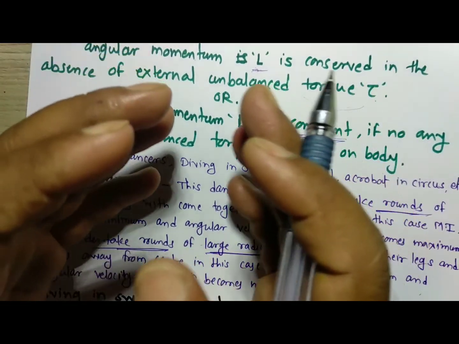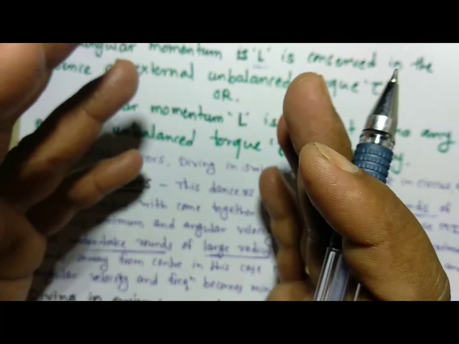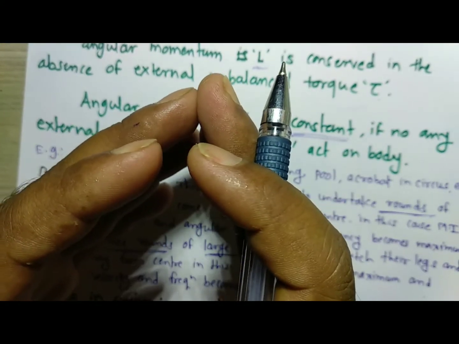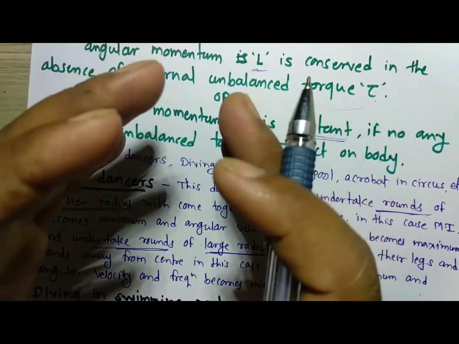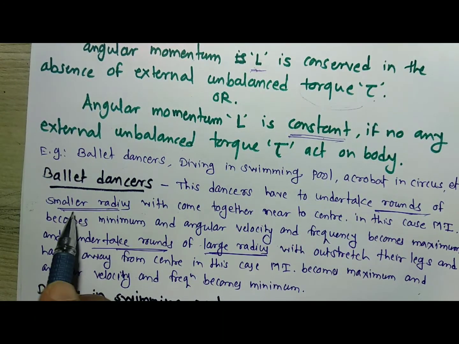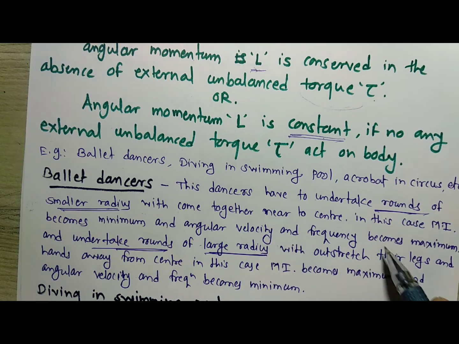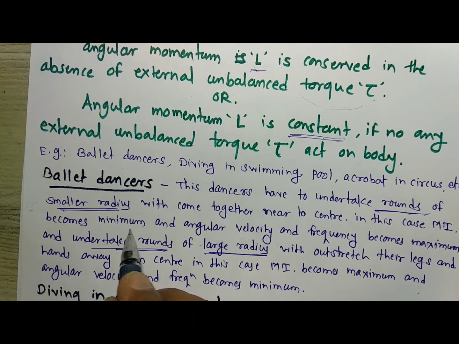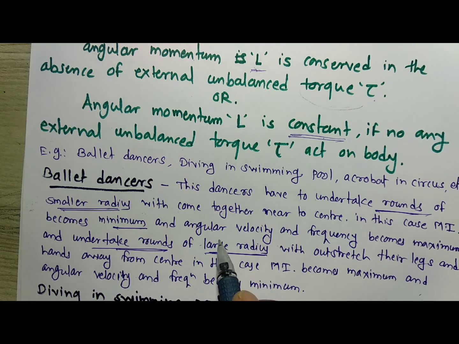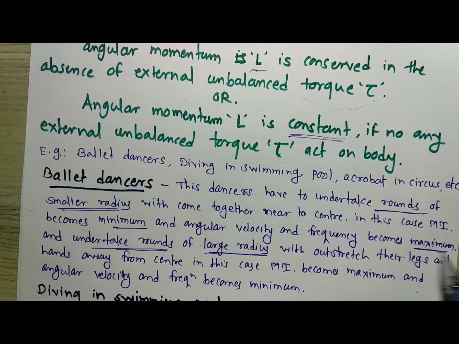When they completely fold the hands or legs towards the body, the distribution of mass decreases. At that time you will get the smaller radius rounds, and the moment of inertia becomes a minimum. When the moment of inertia is a minimum, the angular velocity or frequency is increased, becoming a maximum.